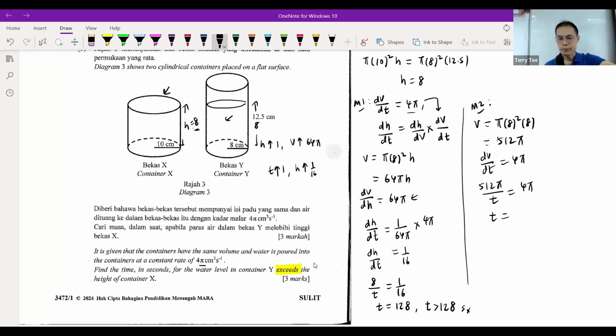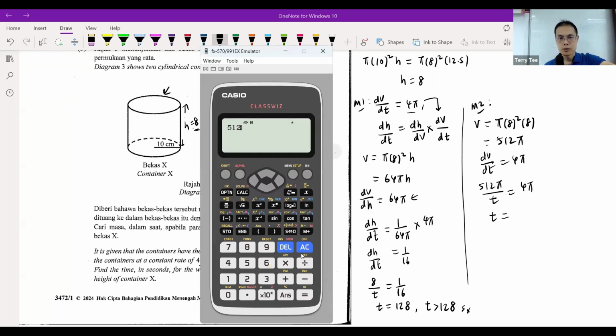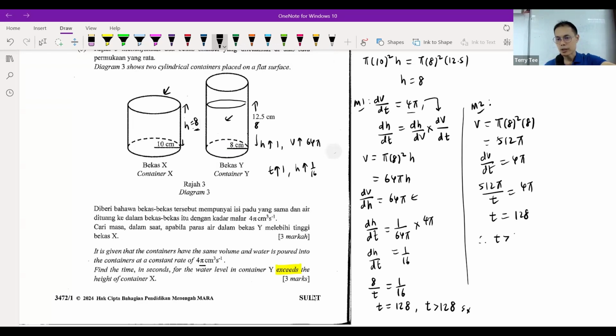So to find time, we just take 512 divided by 4, cancel the pi, you still get 128. So therefore, t is more than 128. So it's a lot easier using method 2. You don't have to find dh/dt. You can straight away use your dV/dt to solve for time.